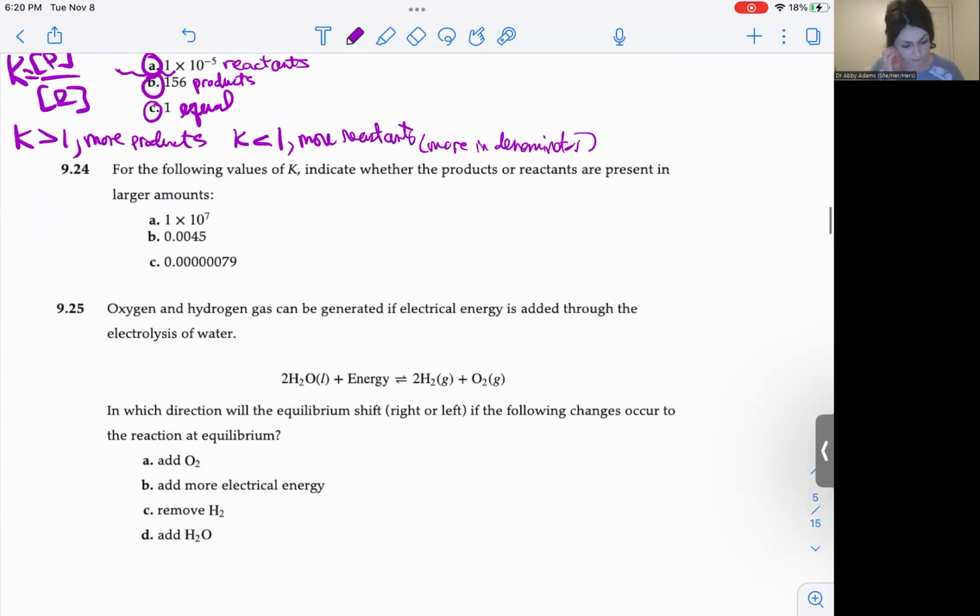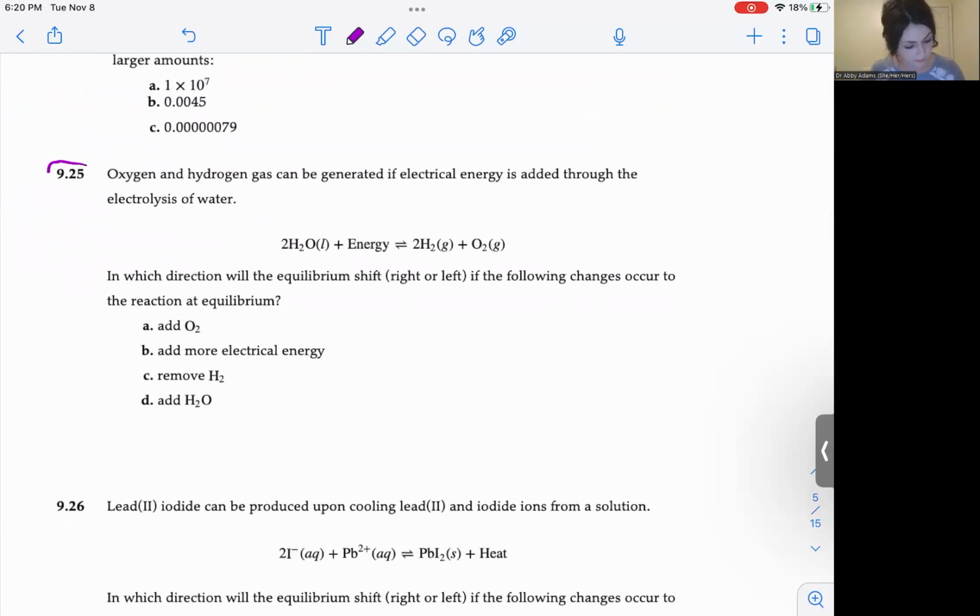Okay. Let's do 9.25. All right. Oxygen and hydrogen gas can be generated if electrical energy is added through the electrolysis of water, and we have this equation. In which direction will the equilibrium shift, right or to the left, if the following changes occur to the reaction at equilibrium? Okay, so we can write out our little table. So if we have what the reaction is going to want to do, and then the shift, I think this will help us out.